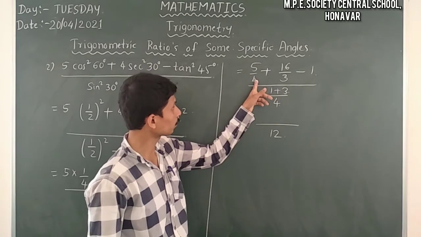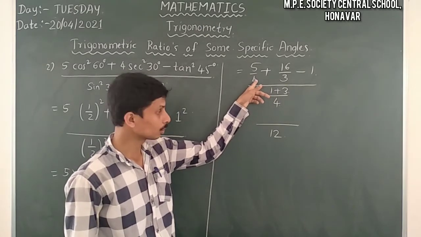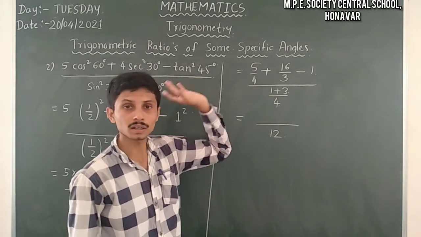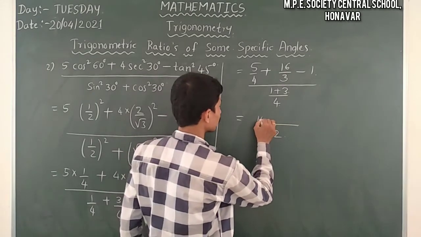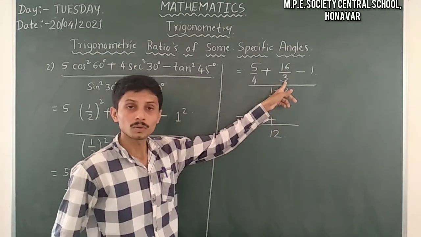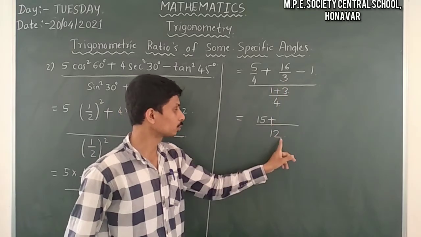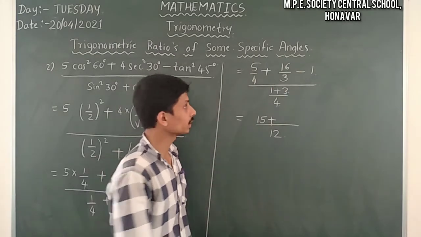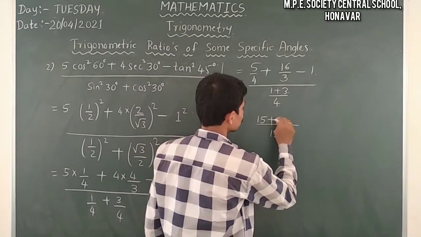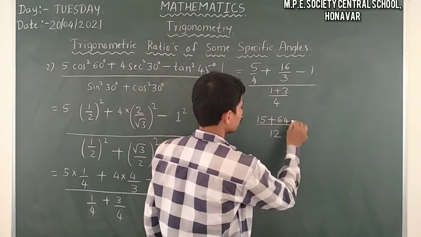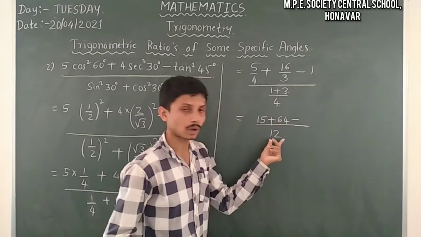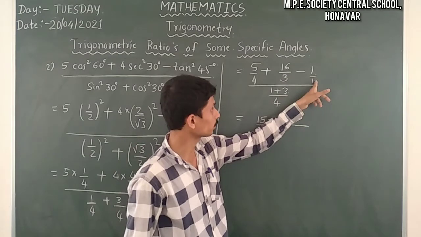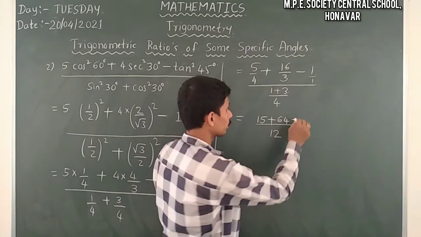Then here we have 4, so we have to convert this 4 into 12. For that we have to multiply with 3 here, and simultaneously multiply 3 with the numerator, so you get 15 here. Plus, then here we have 3, so we have to convert it into 12. So we have to multiply with 4 here, and again multiply with 4 here. So that is 16 into 4, it is 64. Then minus, here 4 into 3 is 12. Here we have 1, so we have to convert it to 12. That's why we multiply with 12 here, and again multiply with 12 here.